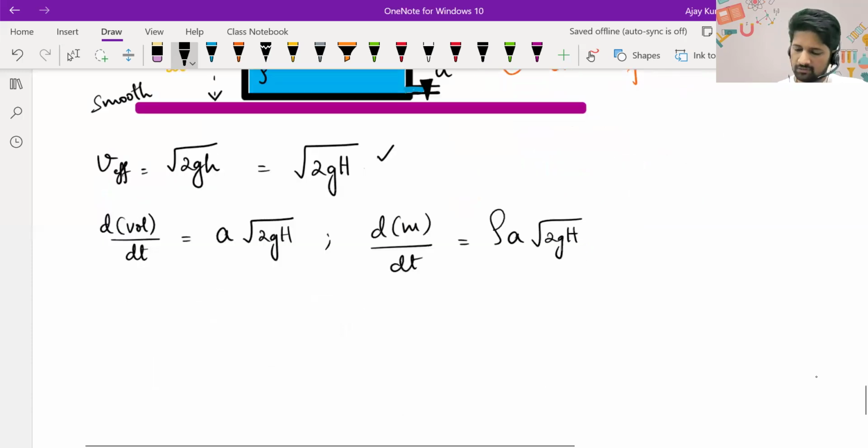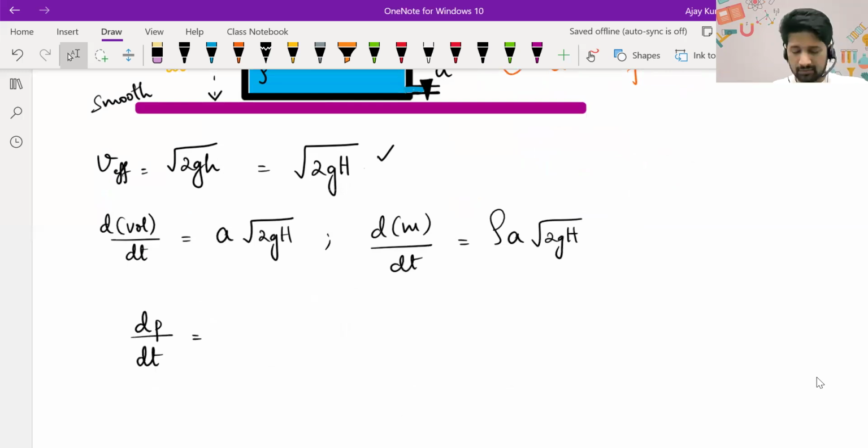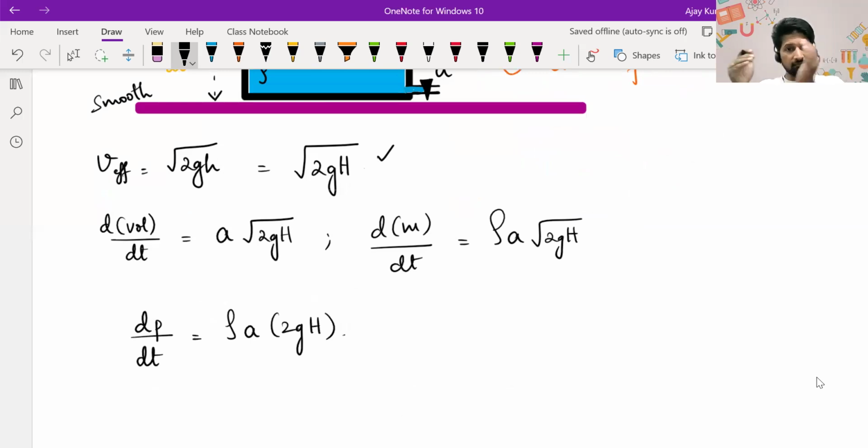And if you want the momentum flow rate, this also we have derived. dp by dt is rho A V squared, mass flow rate multiplied with the speed. Okay, rho A V squared simply becomes rho a 2g capital H. This is the rate of flow of momentum to the right side. The same will be the rate of increase of momentum to the left side because net momentum should remain conserved. Okay, so this basically is the net force acting on the tank horizontally.